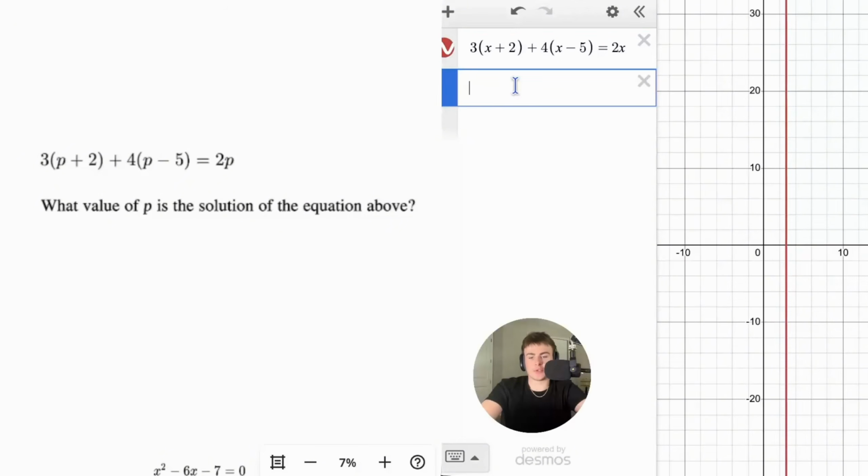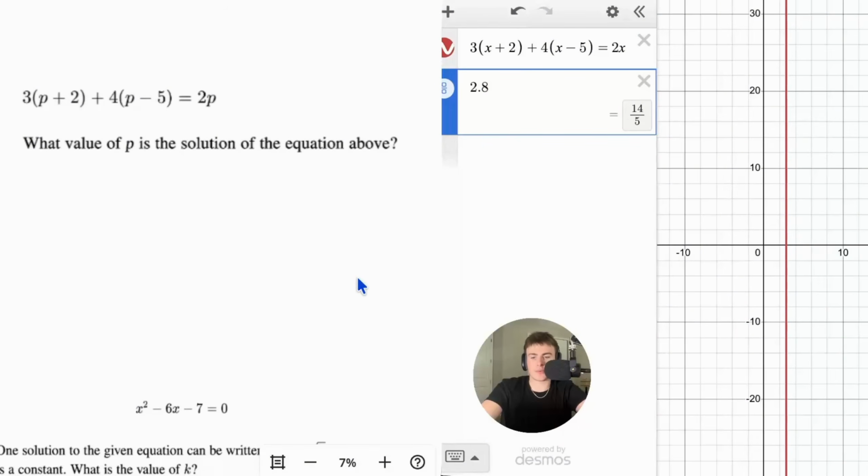The answer is going to be 2.8. So you put 2.8, and the fraction I think here is going to be 14 over 5, which you could do as well. Yeah, that's it. That's your answer. So switch out the variable for x if you deem it necessary. Usually it is. And yeah, let's do a harder one now.